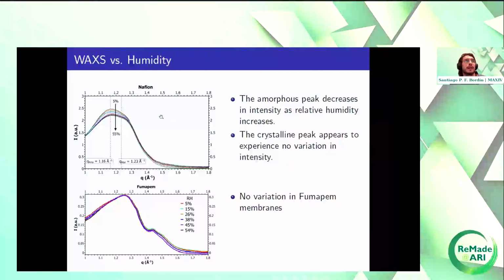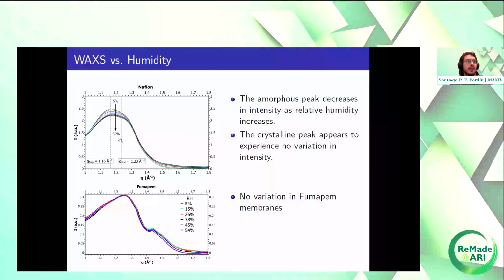So we proceed to analyze what happened in the WAXS part, that, as you know, the WAXS profile gives more information about the crystallinity of our sample. This one is the typical profile in a Nafion membrane for WAXS. We can decompose this peak in two. One at this position that is related with the amorphous part, and this one at this position that is related with the crystallinity of our sample.